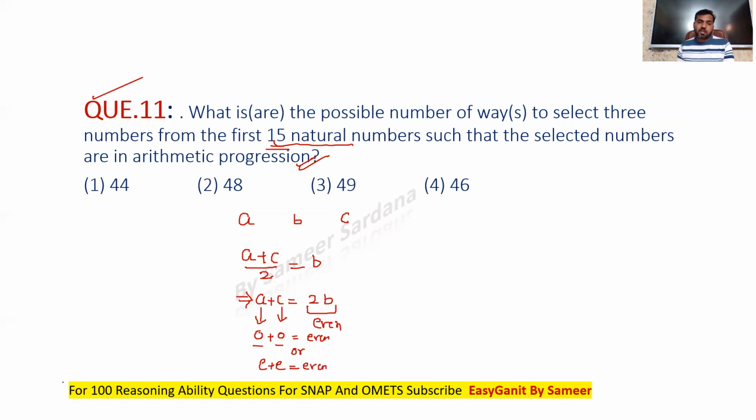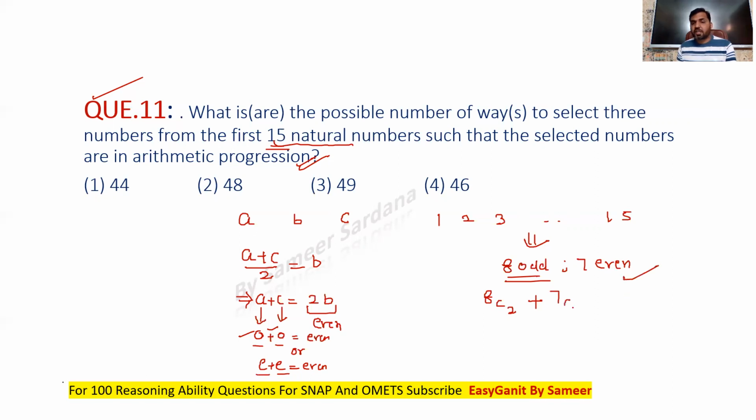Now, if I want both numbers to be odd, how many out of the 15 natural numbers, 1, 2, 3, up to 15? Out of these 15 natural numbers, I have total 8 odd values and I have total 7 even values, right? Now, out of 8 odd values, I need to select 2 odd numbers. This can be done in 8C2 ways, or I can select both of these 2 numbers as even, and this can be selected out of these 7 numbers. So 8C2 plus 7C2 is my answer. So just solve it. This is 8 factorial by 2 factorial multiplied by 6 factorial, plus 7 factorial by 2 factorial into 5 factorial.